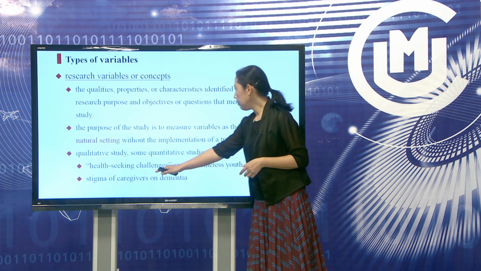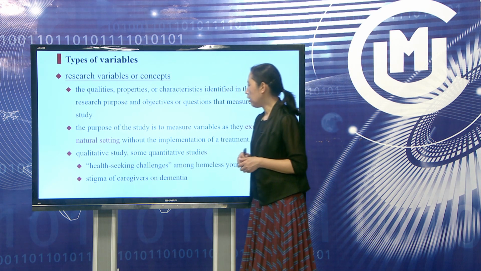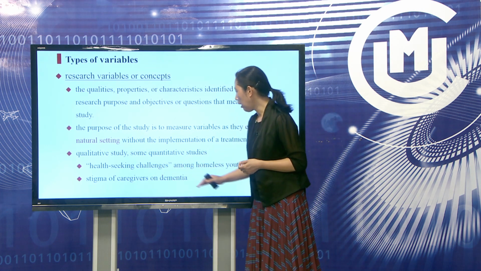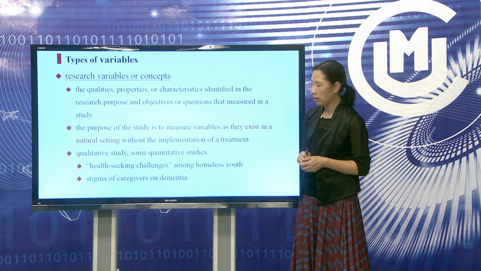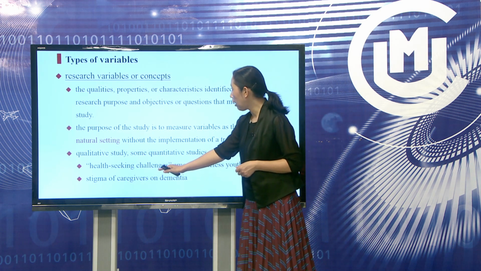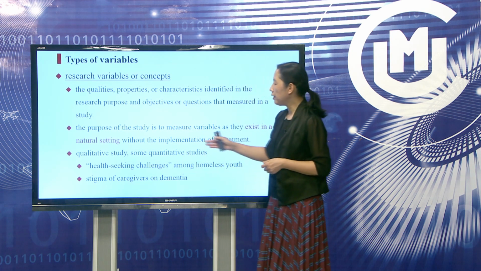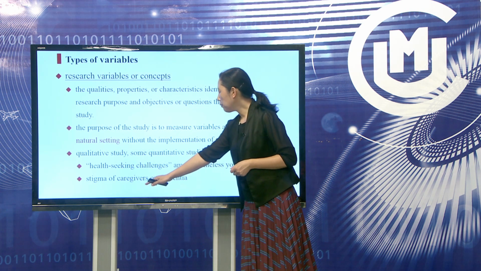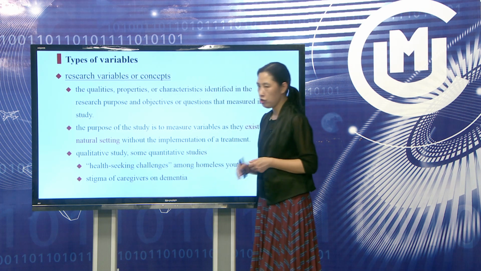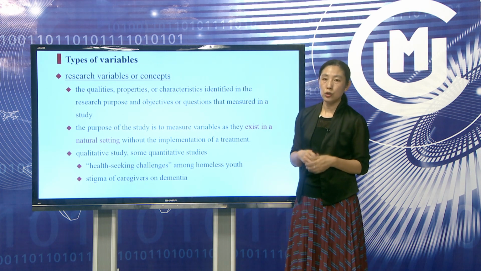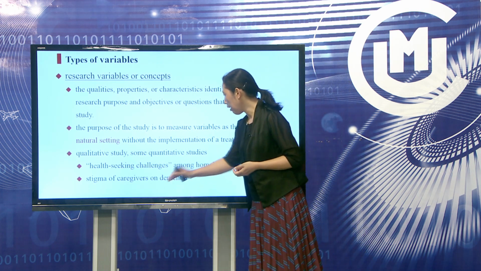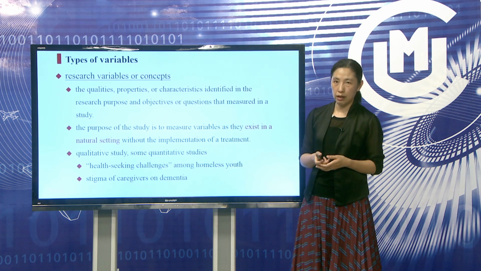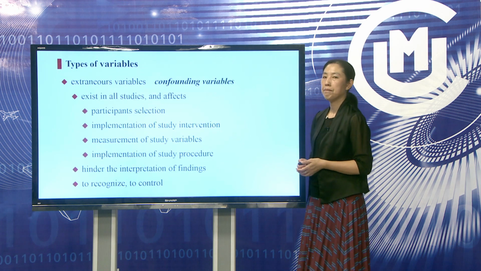For example, in a qualitative study, the researcher wants to explore the health-seeking challenges among homeless youths. So this concept, health-seeking challenges, is the research variable in the study. And some researchers want to explore the stigma of caregivers of people with dementia. They use a scale to measure it, so the stigma is the research variable, the research concept, in this kind of research design.